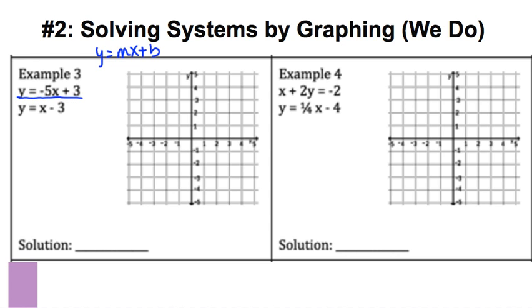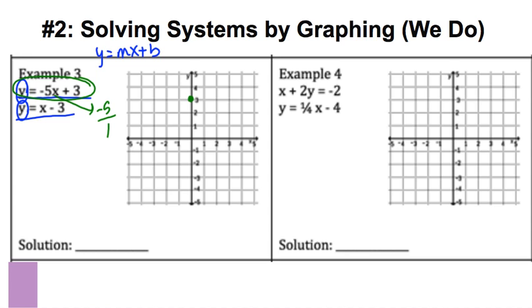Y equals negative 5x plus 3. Yeah, y is alone. Y equals x minus 3. Yes, y is alone. Okay, so y equals negative 5x plus 3. I'm going to graph that in green. So that's up 3. And then the slope is like negative 5 over 1.